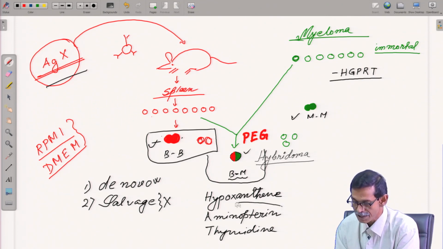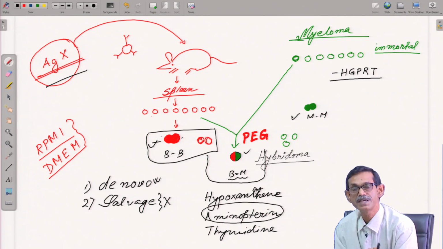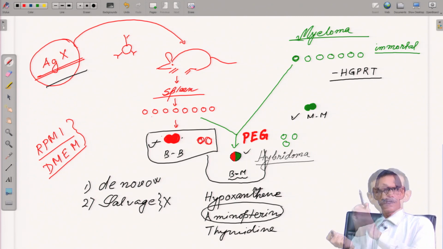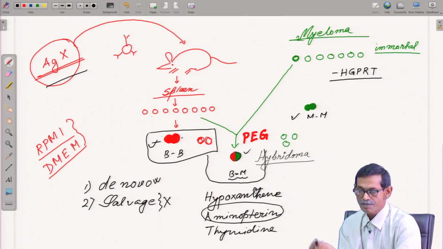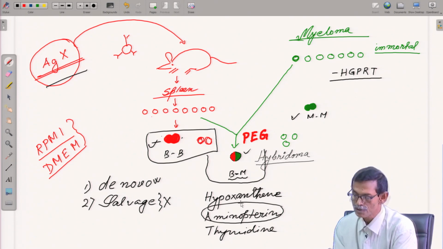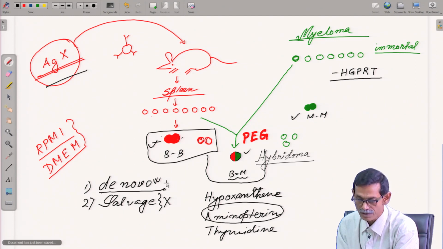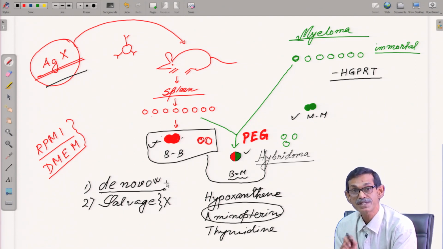So, aminopterin is the inhibitor of one of the enzymes of the de novo pathway. What is that enzyme? This is tetrahydrofolate, I mean the folic acid. Okay. So, to stop their de novo pathway, we add one specific inhibitor called aminopterin. Aminopterin actually inhibits the de novo pathway by inhibiting one very important enzyme of that pathway, it is dihydrofolate reductase.